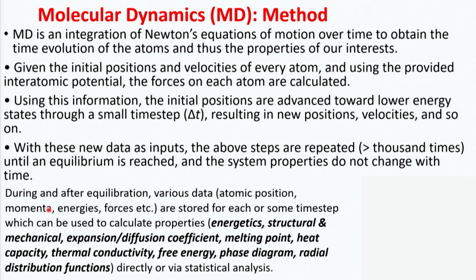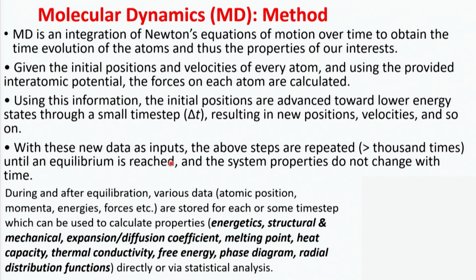So using this information, essentially if you have the initial position and the velocity of every atom, and using the potential we can get the force. Using this force and the velocity, the initial positions are advanced towards the lower energy state through small steps, which is called the time step, and which results in new position, new velocity and so on. Okay, so with the new data as inputs, these steps are repeated maybe more than 1,000, maybe a million times also, until an equilibrium is reached and the system properties do not change with time. That means we need to first equilibrate it and then run the molecular dynamics.